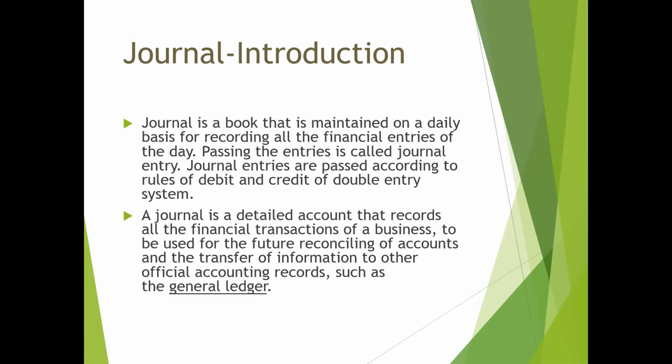A journal is a detailed account that records all the financial transactions of a business, to be used for the future reconciling of accounts and the transfer of information to other official accounting records such as the general ledger. The journal is the book of primary entry or original entry. All transactions are initially recorded in the journal. The rule of the journal is that any business transaction can be analyzed under the head of debit and credit. This is the introduction of the journal.